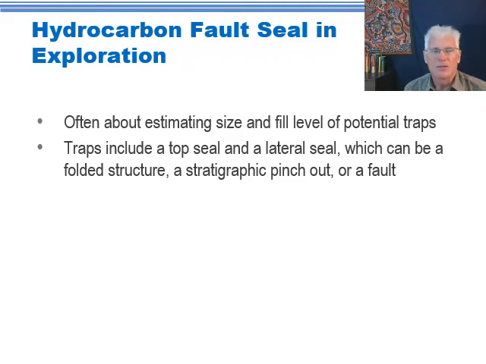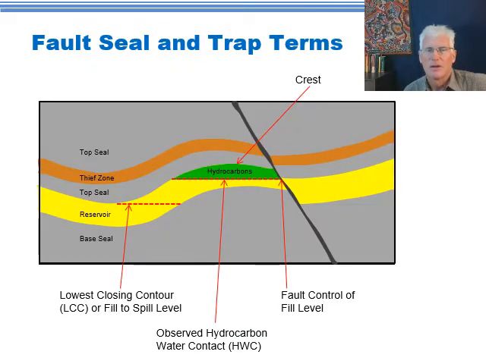So a typical trap is an area where oil and gas can accumulate in a conventional, say, porous sandstone reservoir, or sometimes carbonates, sometimes fractured materials. In any case, there's typically a top seal and a lateral seal. The lateral seal can be a folded structure, a stratigraphic pinch-out, or a fault, and the top seal is typically an impermeable sedimentary unit, like a shale, sometimes like a salt or something like that. Here's some of the terminology. So the hydrocarbons shown in green, that's traditional for oil. The trap itself, we would say we have a crest elevation.